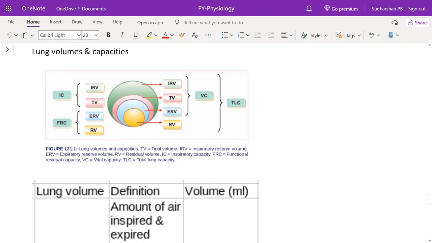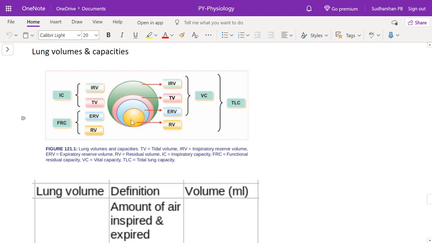Now let us see the lung volumes and capacities. As we can see in this diagram, this is IRV, TV, ERV, RV. Now IRV is inspiratory reserve volume, and similarly the expiratory one. Here tidal volume, here residual volume. All of this is called total lung capacity. That is nothing but inspiratory reserve volume, expiratory reserve volume, tidal volume and residual volume. And vital capacity, please remember, vital capacity excludes residual volume. Rest all will be included.